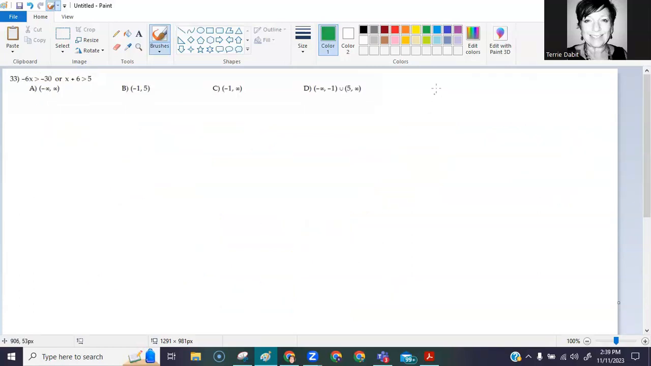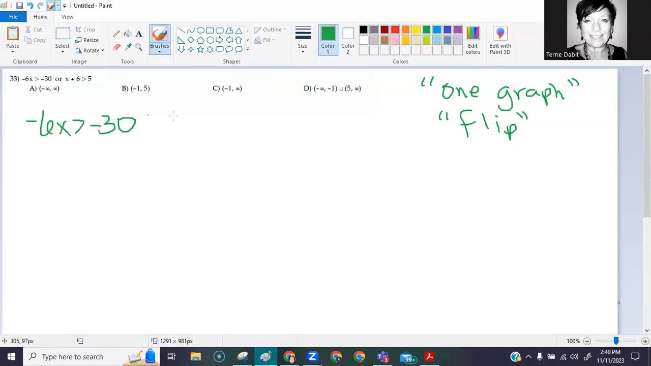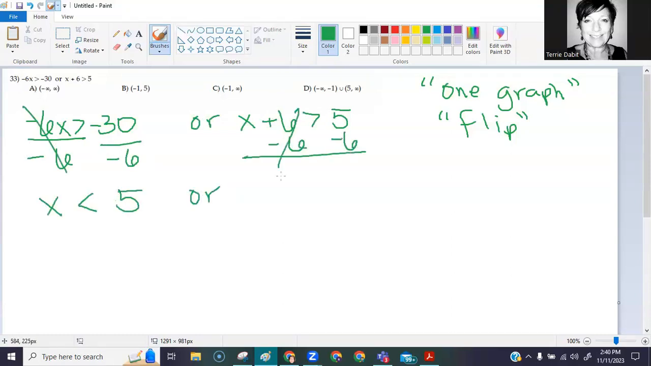Okay, number 33. I see we have an OR problem. So keep in mind, you're only looking for one graph. They don't have to be both on top of each other. I do see a flip because I noticed that on the left side, we are dividing by a negative 6. So let's go ahead and solve these equations out first. We ended up with x is less than 5, or x is greater than negative 1.